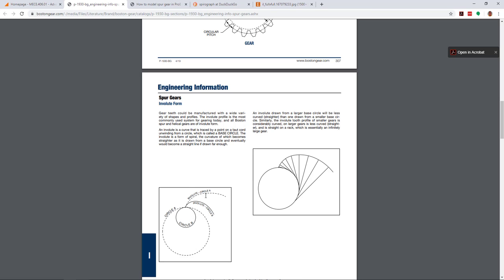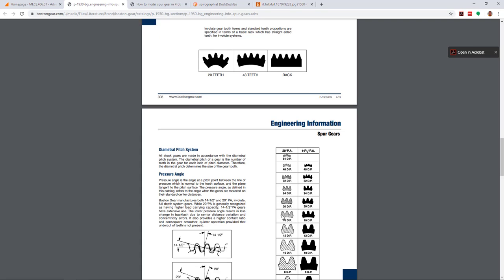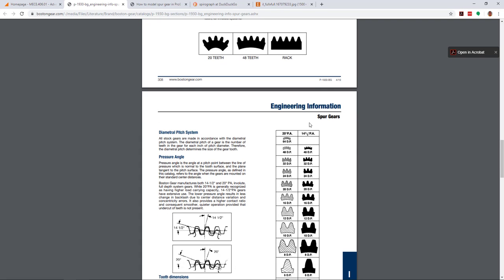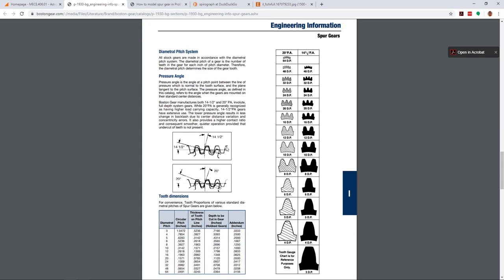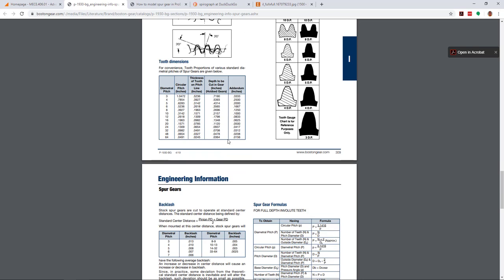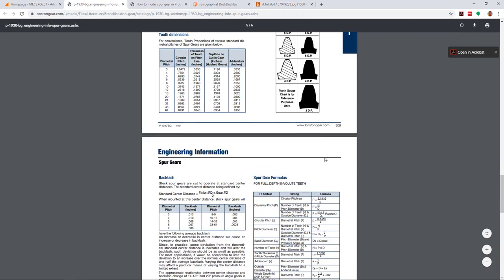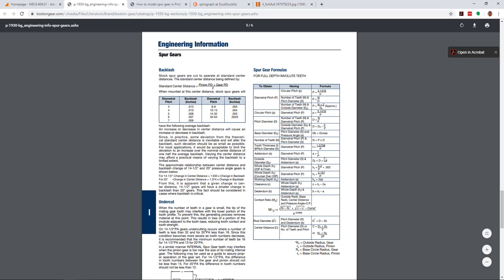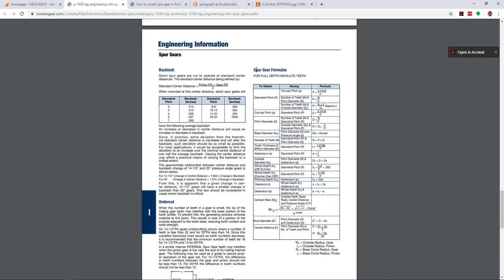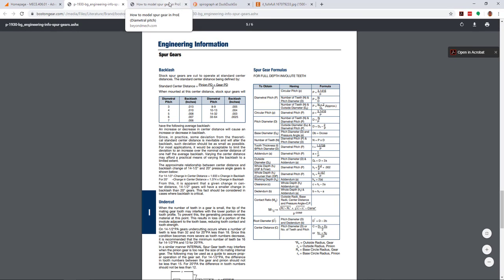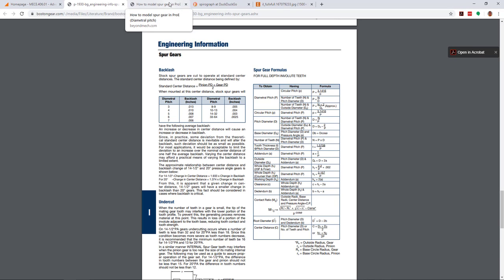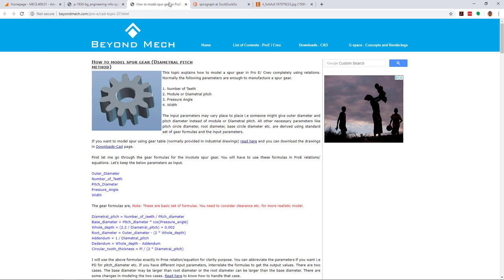The spur gear comes from the involute form, which makes the gear tooth. We'll use that. We'll base ours off of a diametral pitch and a 14.5 degree pressure angle. Oh, and a lot of the equations are shown down here and the spur gear formulas. The path that I'm taking to build my gear was provided by Beyond Mech a long time ago.